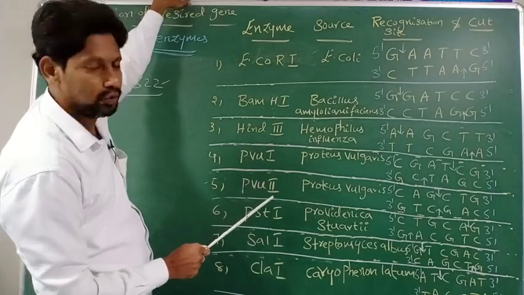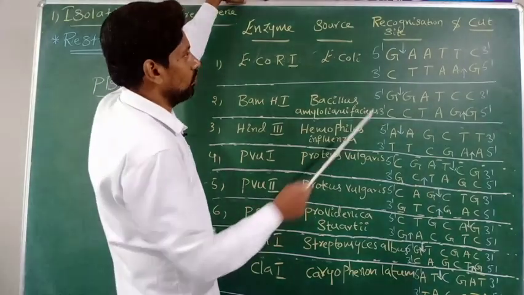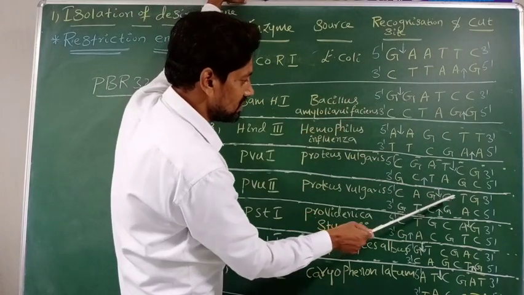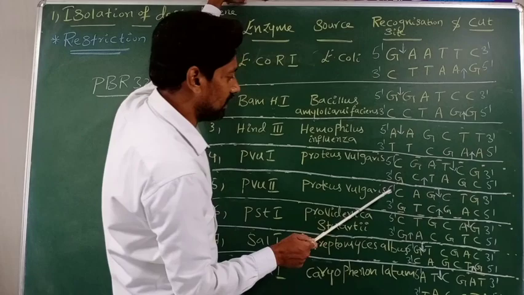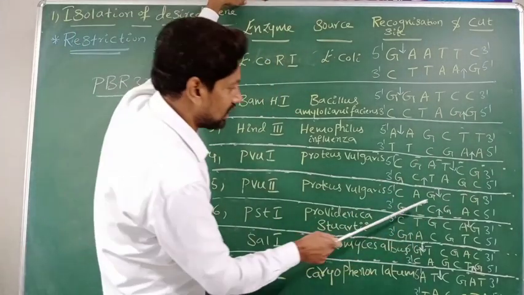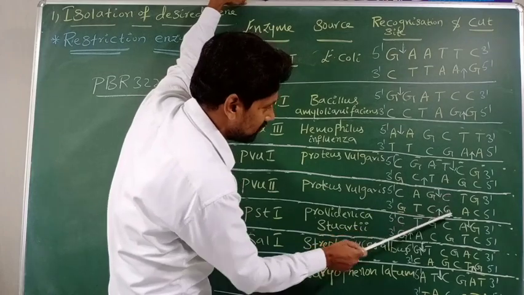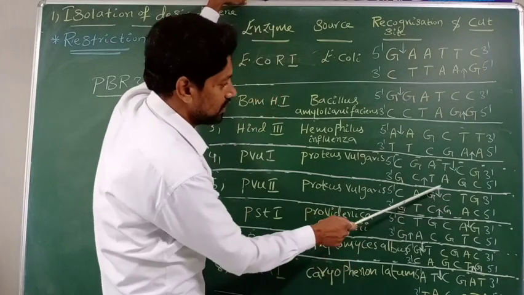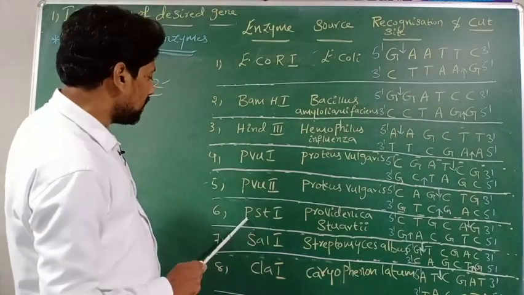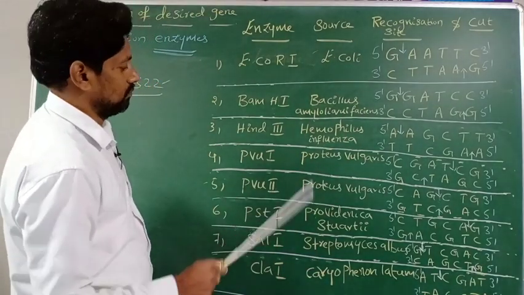PvuII. Sir, PvuII recognition site, what, sir? CAGCTG, reading from 5' to 3'. Cuts between what, sir? Cuts between G and C. Cuts between what, sir? G and C. Therefore, what does this arrow indicate? Cut. Okay, right.